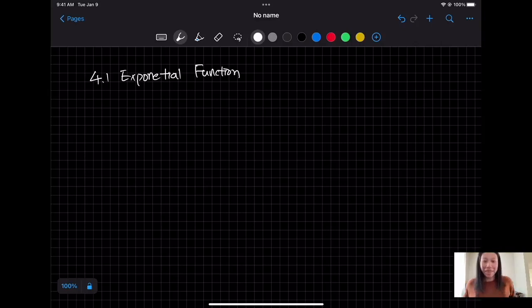Hello everyone. In today's video, we're going to talk about exponential functions. Here is an example of an exponential function. There are two companies.